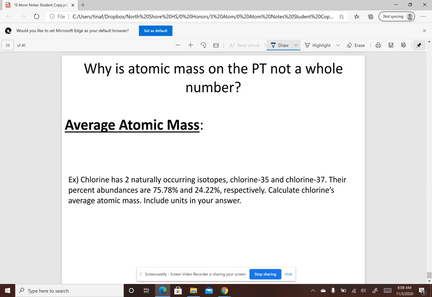So if you look at chlorine on the periodic table, why is the atomic mass this weird long decimal number? The atomic masses on the periodic table are actually calculated masses. So let's write the definition of atomic mass and then we'll look at how they're calculated. So average atomic mass is the weighted average of the element's naturally occurring isotopes.